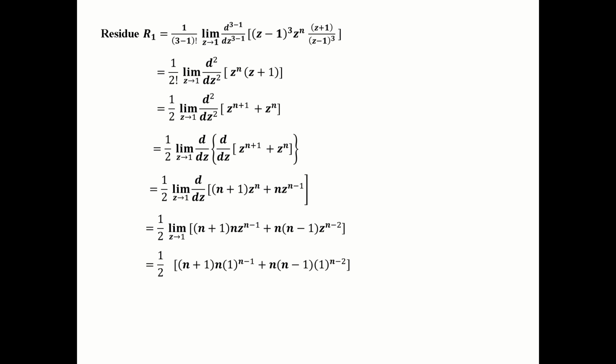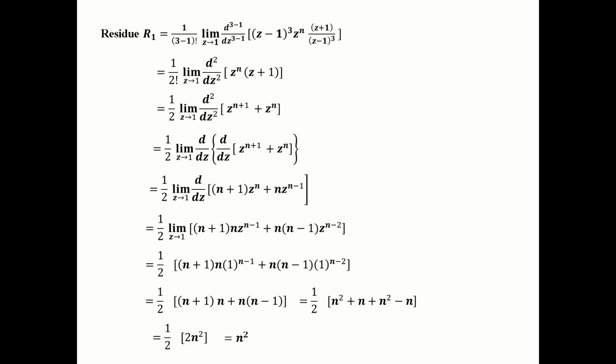So splitting, 1 by 2 of n square plus n plus n square minus n; plus n and minus n get cancelled. So you will get 2n square. Numerator 2 and denominator 2 get cancelled. So you will get finally n square, right? Therefore, R1 is equal to n square, right? So the sum of residues here, you are having only one residue, that is n square.